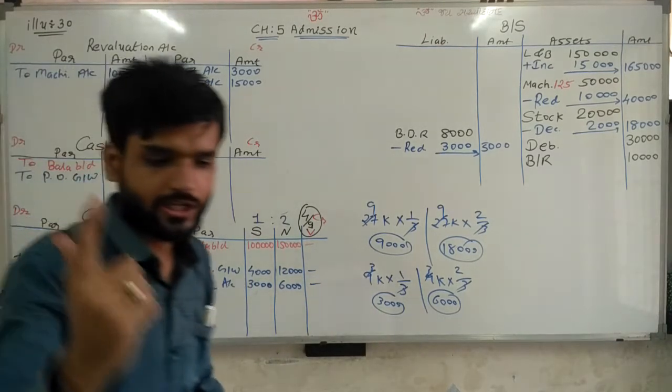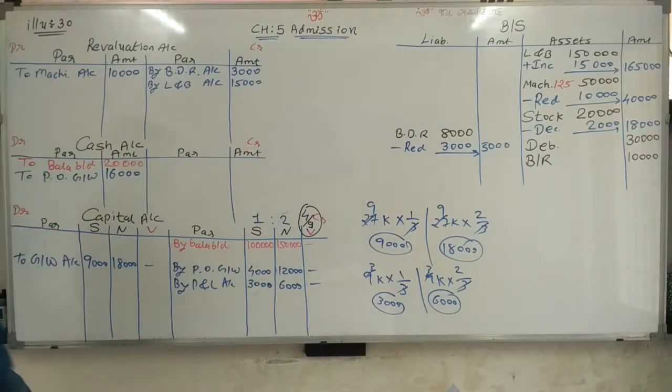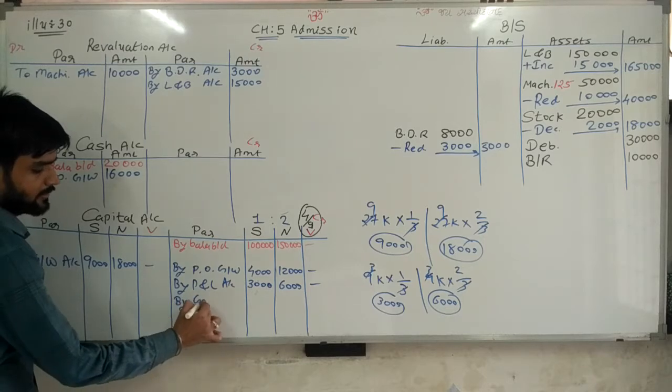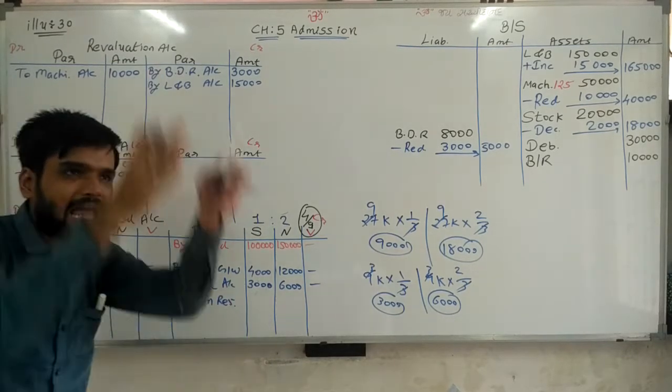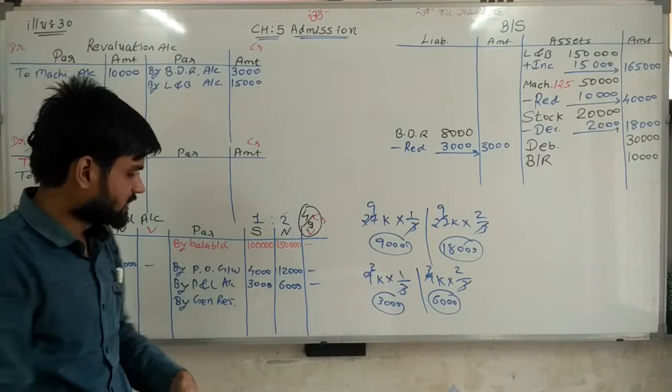Simple. Going ahead. General reserve. So general reserve is also distributed among the partners. Now why on the credit side? Because it is a liability, and liability means credit. Simple. So general reserve we are distributing.